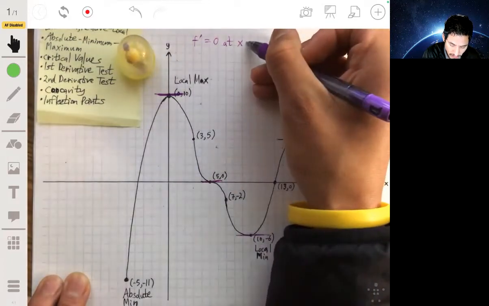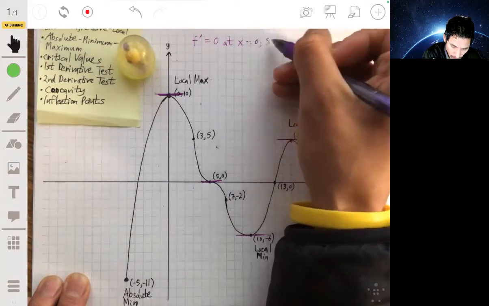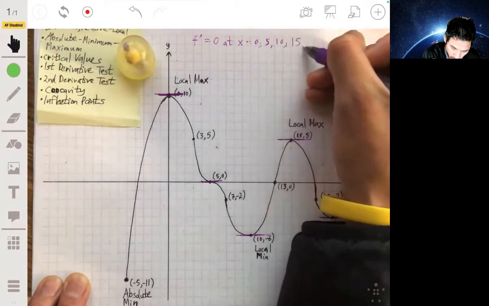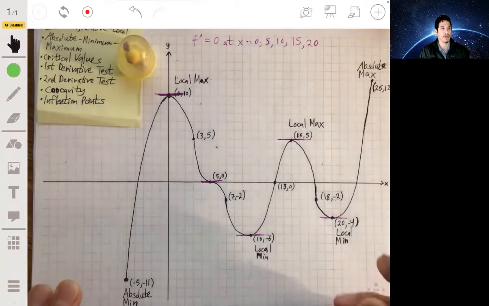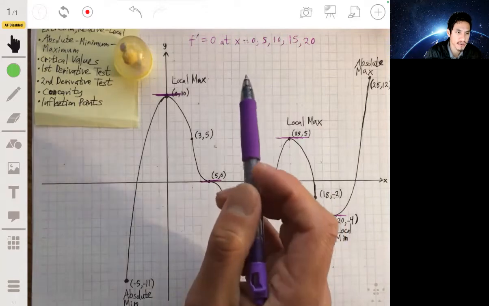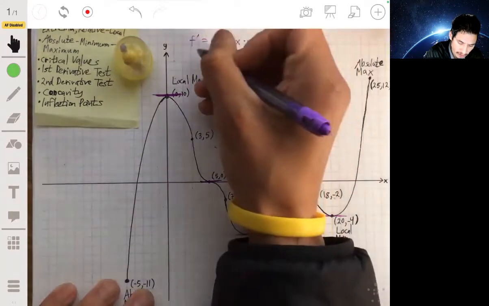So f prime of x equals 0 when x is 0, 5, 10, 15, 20. So like how does this help? Well, this leads to critical values. You're going to have critical values over here. These are also known as the critical values.